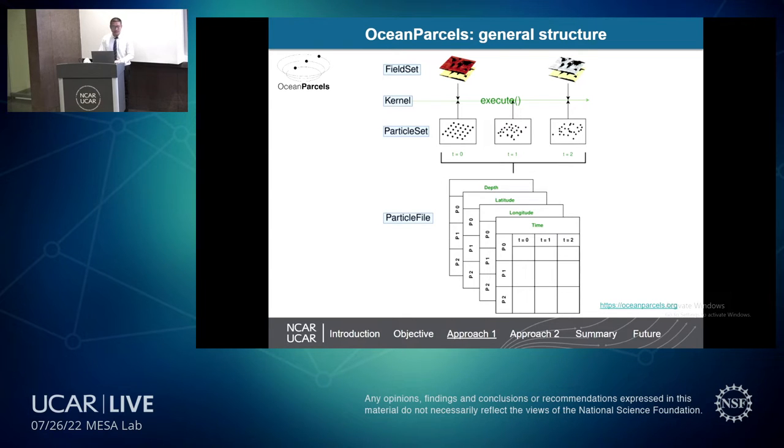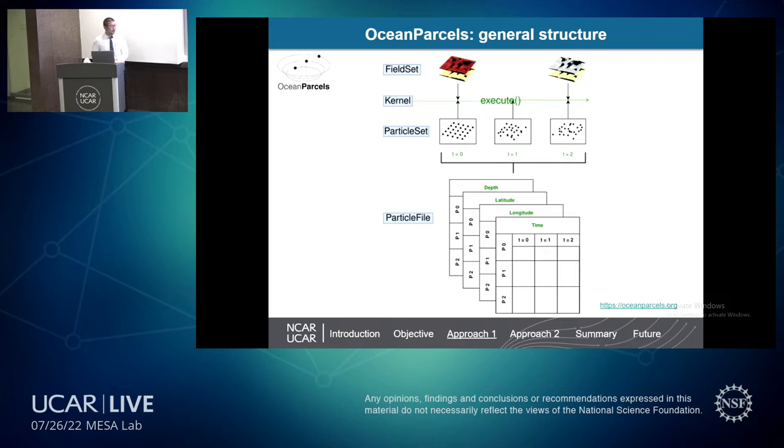It is built up from four different components. The first is called the field set. This is where you load and set up the field. This is usually the velocity that you use to advect particles. And then you have kernels. That's where you can define and compile kernels that will perform a specific operation on particles every time step.